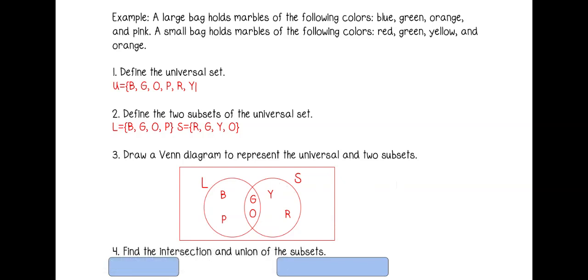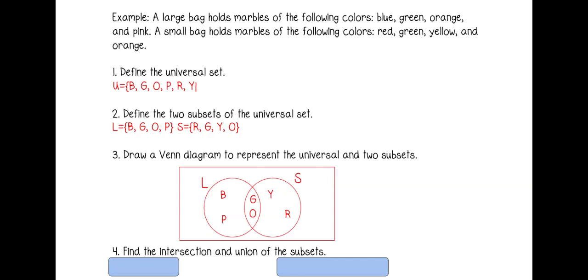If I were to say something like, what are the marbles that are the complement of S? So complement is a word that means not. In that case, we would say, well, what are the marbles that are not in S? Answer: B, P, blue, and pink. That word complement sounds sort of new or out of context, but it just means not. Think about it that way.